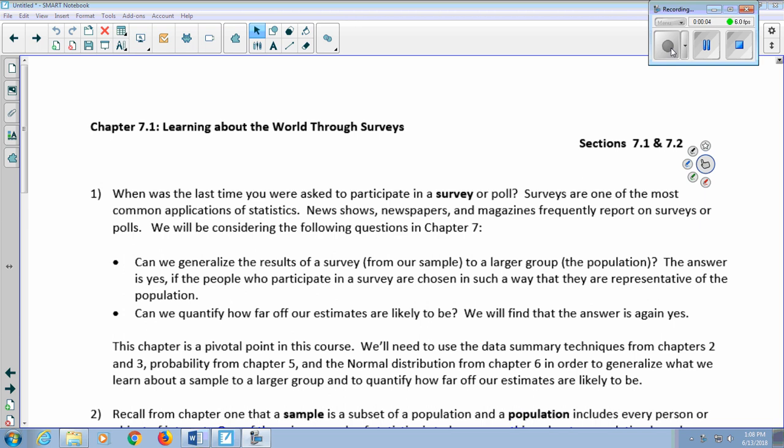This is the start of Chapter 7, sampling, survey sampling and inference. This is section 7.1. We're going to be talking about learning about the world through surveys.